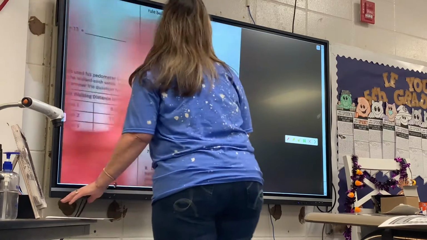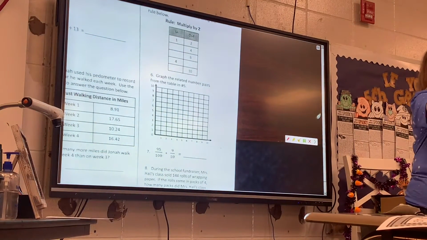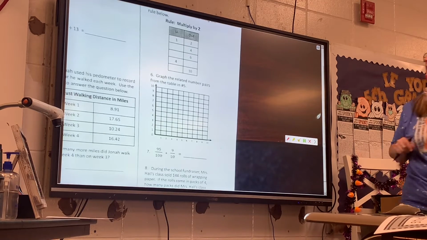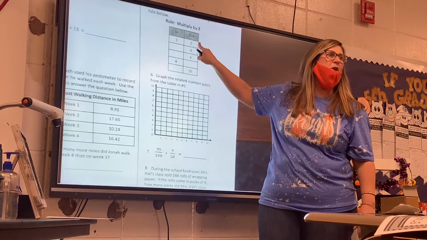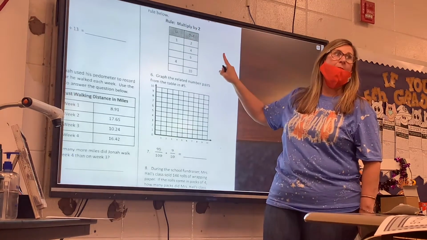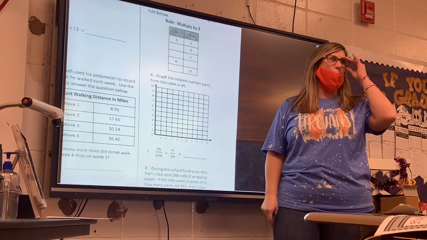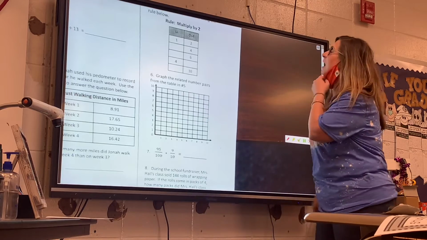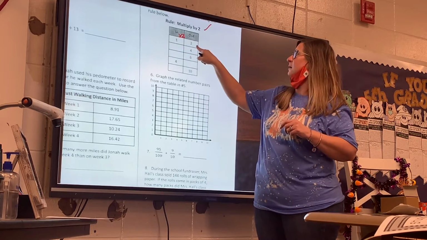Input-output table that's also going to make a set of what? Ordered pairs. Right? I've got my first set of ordered pair. What is it? 1, 2. That means I go over 1, up, if I'm talking about this little coordinate plane here. Okay, so my rule is multiply by 2. 1 times 2 is? 2.